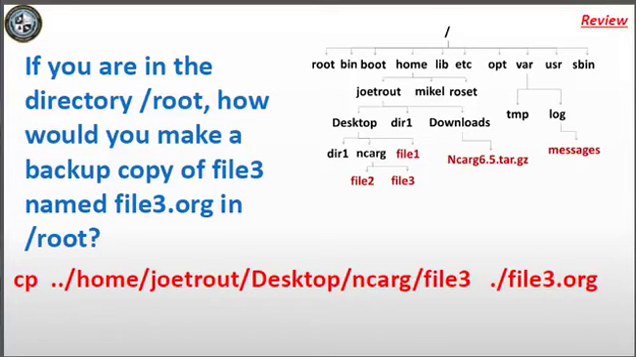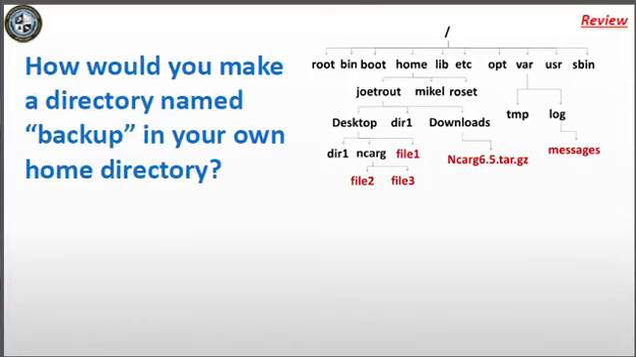Now, how can you make a copy of file3 in the directory you just made? And we want to name it file3.org. We can say copy /home/joetrout/desktop/file1, and then tilde. And tilde once again means your home directory, /backup/file3.org. Do you remember what the su utility does?